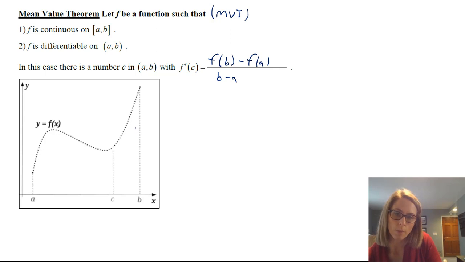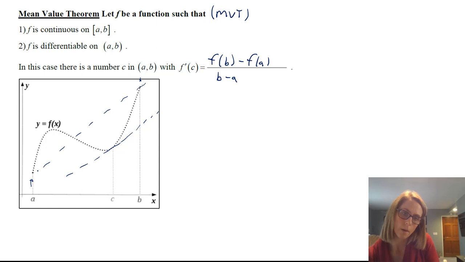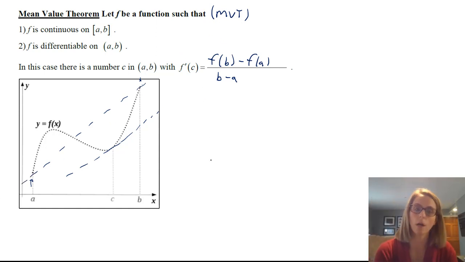So I'm going to do the best I can with my tablet here, but the idea is there is some c, and I'm going to draw the tangent line at c. And then notice here we have b and we have a, so we have f of b and f of a. And if I draw the secant line between them, what I want you to see is that the slopes of those two lines are the same. That's the idea behind the mean value theorem.